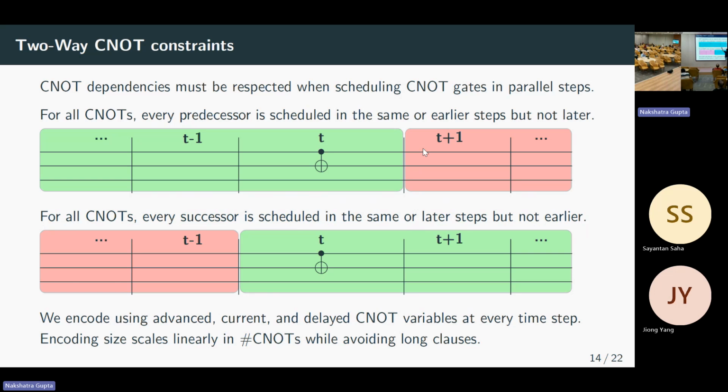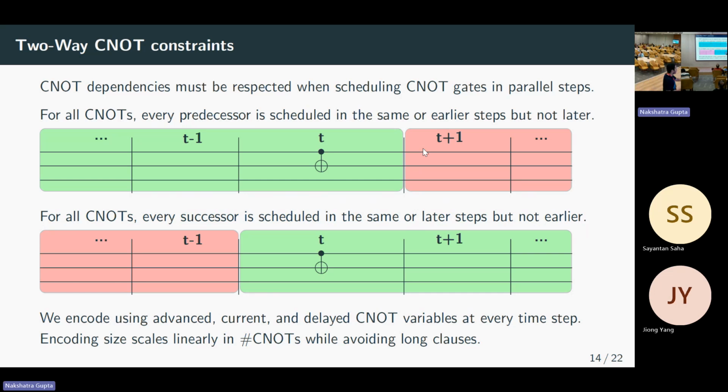So what we do is, let's suppose we scheduled a CNOT in time step T. So we need to say that all the predecessors of this CNOT can only be scheduled in this time step or any time step before, but not later. So this is enough for correctness. But turns out giving a little bit more extra information helps the SAT solver. So we also encode, if you schedule a CNOT here, all its successors can be scheduled either in the same parallel step or later, but not before. So a SAT solver can figure out this information by some search, but turns out giving this information helps.